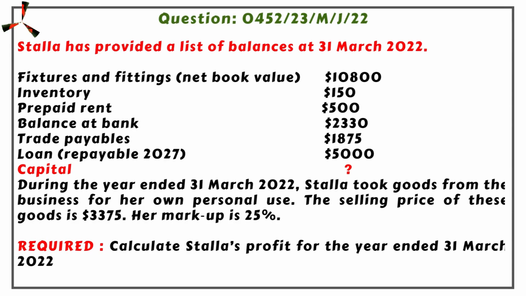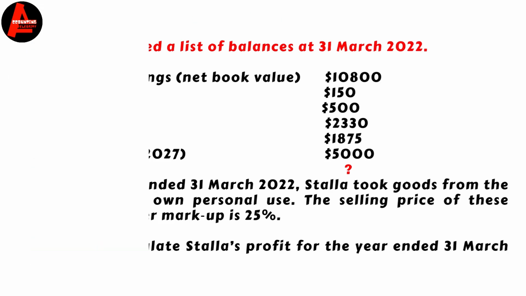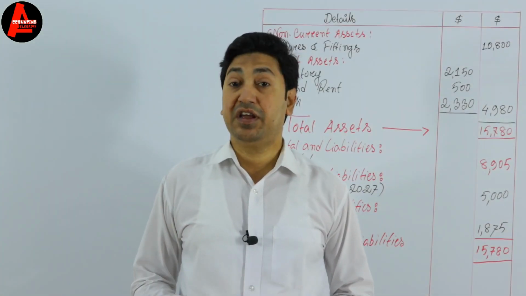At the end of the question we have capital. It is a question mark. 31st March 2022 is the ending of the year. That means closing capital we also figured out, we extracted. So on the question our requirement is to calculate profit for the year ended 31st March 2022. Here we have a formula.